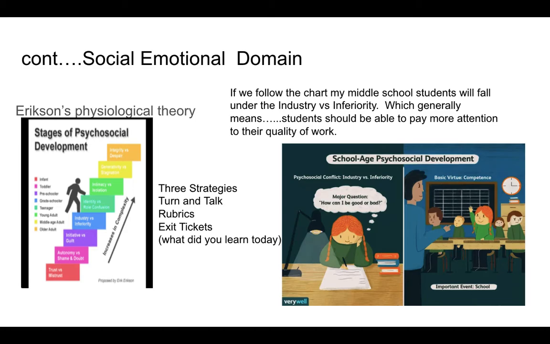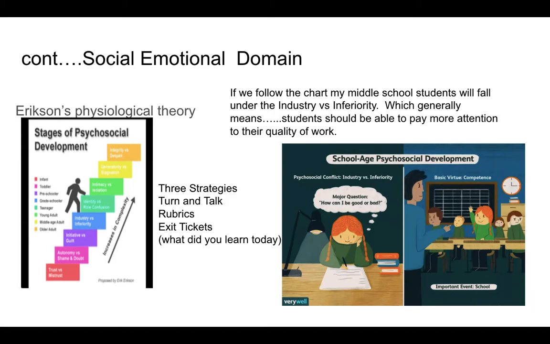Now he has stages as well, and where do we fall into the stages? If we follow the chart, my middle school kids fall under the industry and inferiority stage. Now here, this generally means that students should be able to pay more attention to the quality of their work. I took that from a teacher's point of view, school age college psychology development.